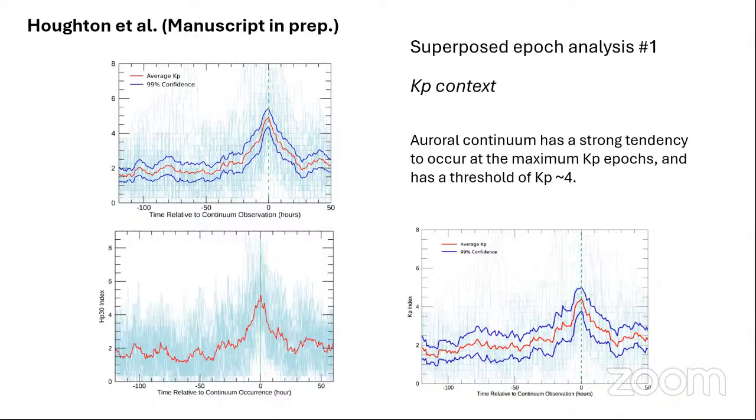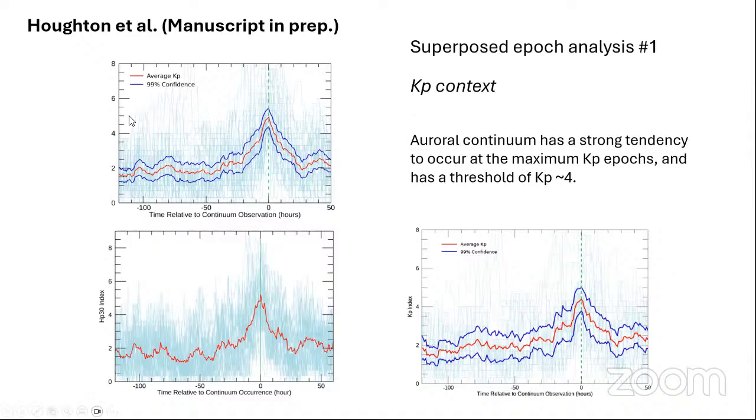So yeah, this result was published, and now I'm going to mention some of the work in progress led by our students, Josh Houghton. The first is the superposed epoch analysis on the Kp context. Time 0 here indicates the observed start time of the aurora continuum. As you can see, the aurora continuum has a strong tendency to occur at the maximum Kp epochs.